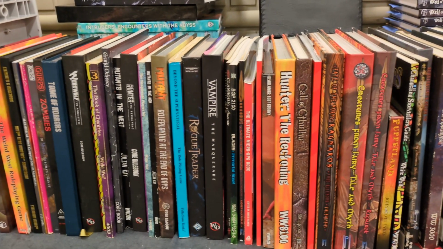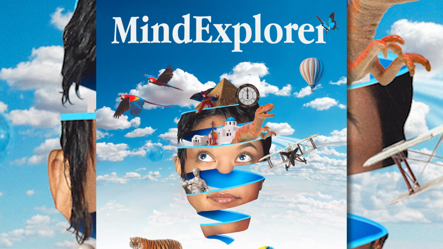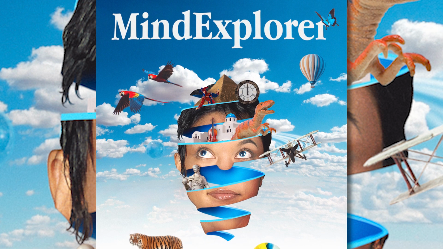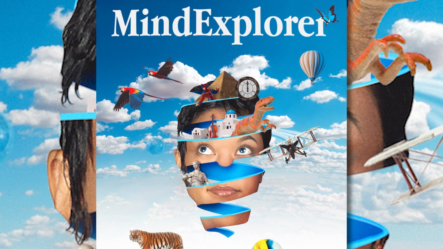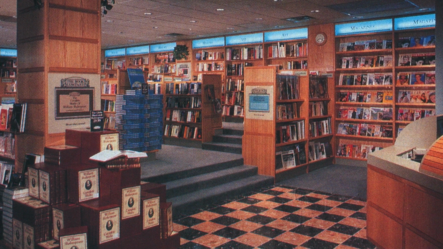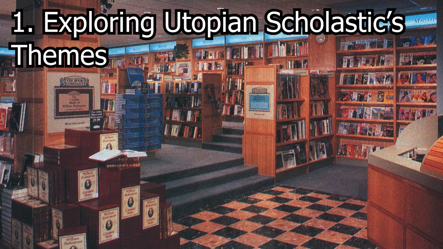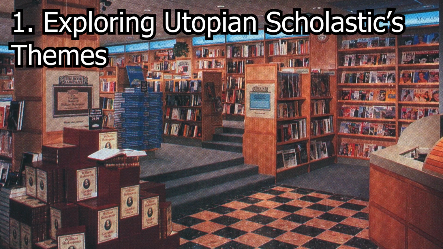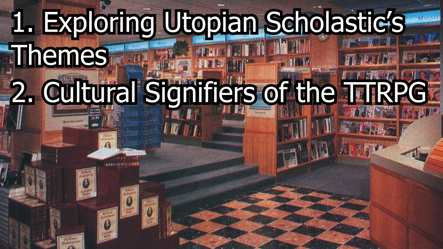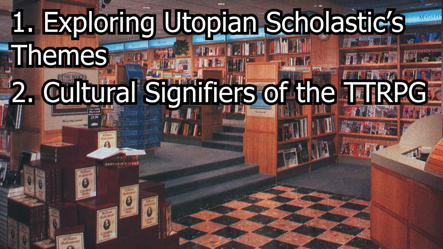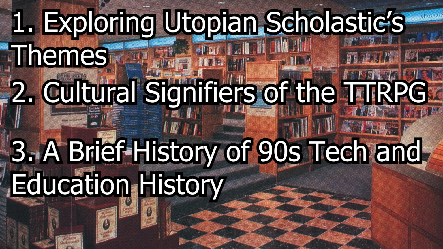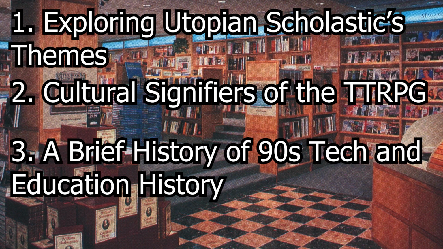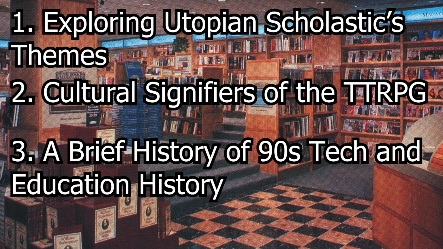The game that comes to mind about this topic is MindExplorer. So today, we'll be discussing how its art and mechanics explore the Utopian Scholastic aesthetic. First, we'll discuss the aesthetics, themes, and symbols that were core to Utopian Scholastic. Secondly, we'll talk about how the game has cultural and emotional signifiers that were important to education in the 90s and 2000. And thirdly, we'll talk about the history and culture of the 90s and how that may have influenced Utopian Scholastic. Through this, you'll be able to learn about a niche indie game that explores the boons and banes of 80s to 90s education and consumer culture via a tabletop game.